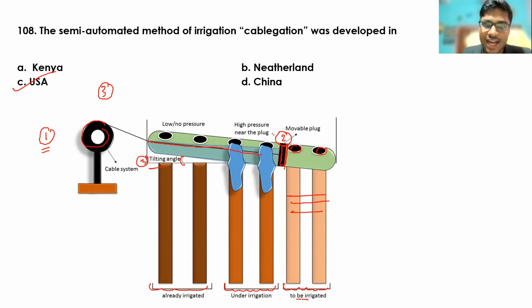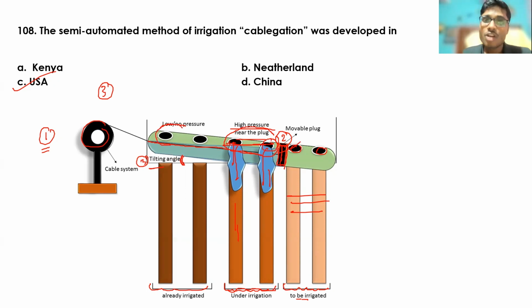Then the next thing is that the outlets which are just nearer to the movable plug, here we can see the water pressure is higher, and due to the slope of the gated pipe, this tilting angle, this water can reach the outlet, and this water can come out of the outlet and irrigate the crop. So here these two furrows are under irrigation. Means the furrows or the outlets which are nearer to the movable plug, and the pressure is the highest just nearer to the movable plug.